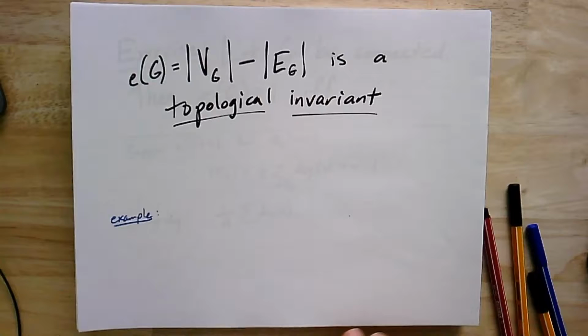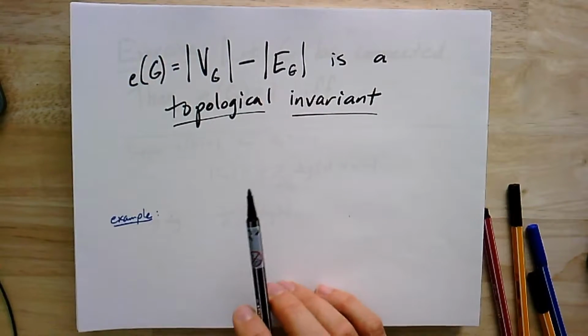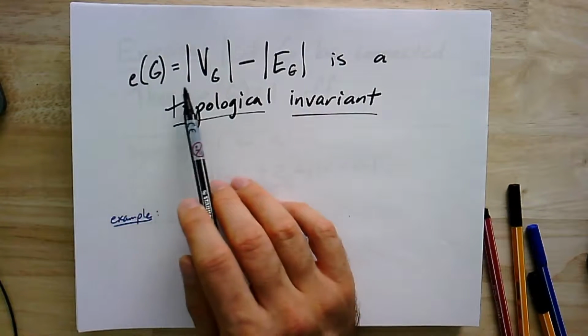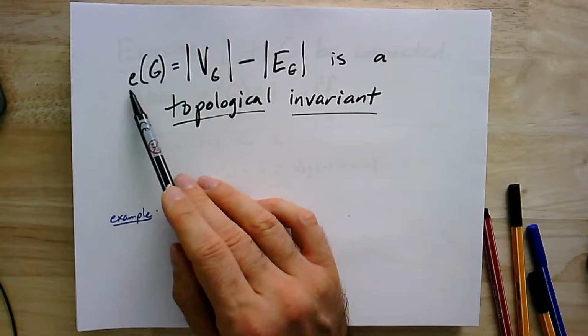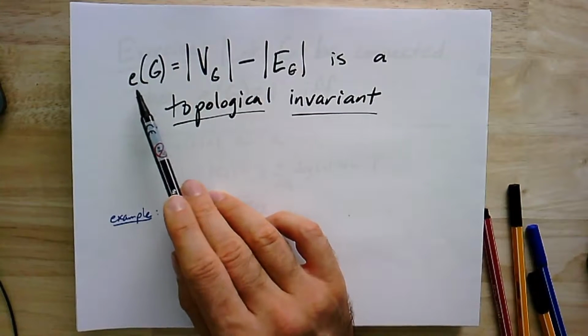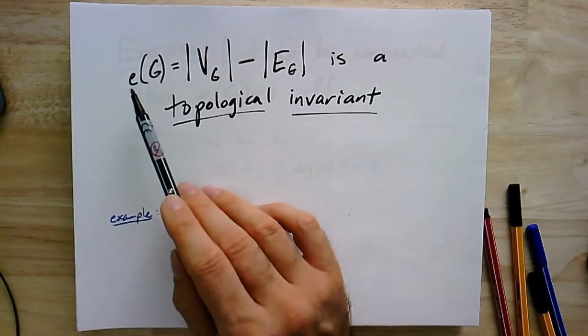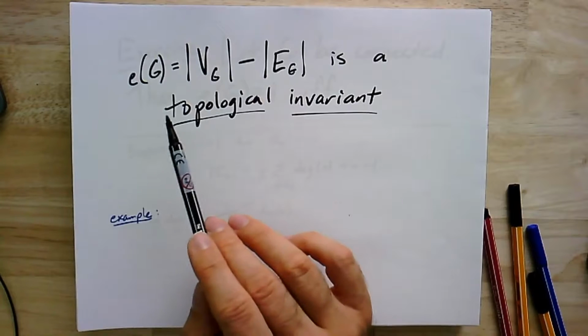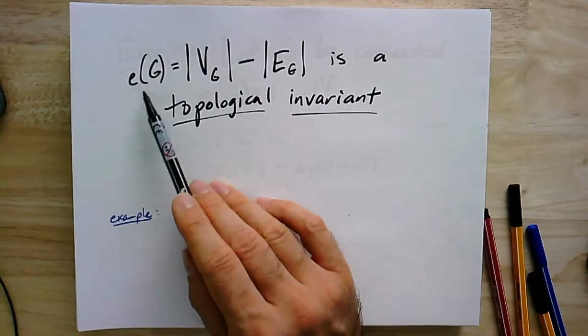So let's give this invariant a name. I'm just going to call it E of G for now. E is for Euler. Usually it would be called the Euler characteristic, and it would be denoted with the Greek letter chi. But for graphs, you have to be careful because chi is the chromatic number. It's the number of colors you can use to color the vertex set of a graph, so you can't use it for both things. So let's just call this E of G for now.